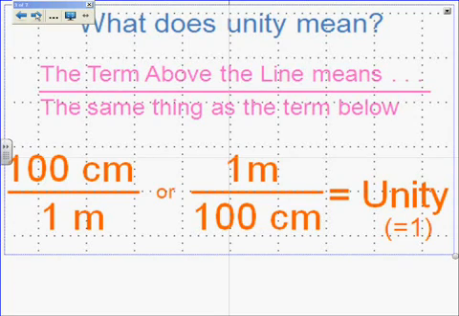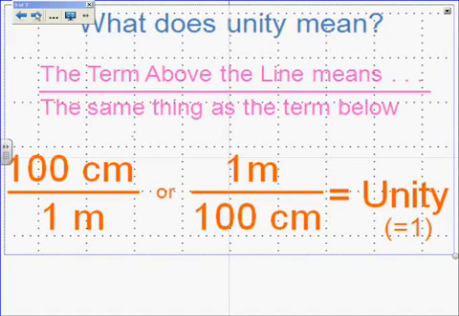Okay. So what does this idea of unity mean? Well, every fraction that we have equals unity, it's kind of like equaling 1, and that means that when we take a number and multiply it by 1, we aren't changing it. So what we're doing is multiplying by 1, multiplying by 1, multiplying by 1. So we're not changing the value of the number. We're only changing what its units are.